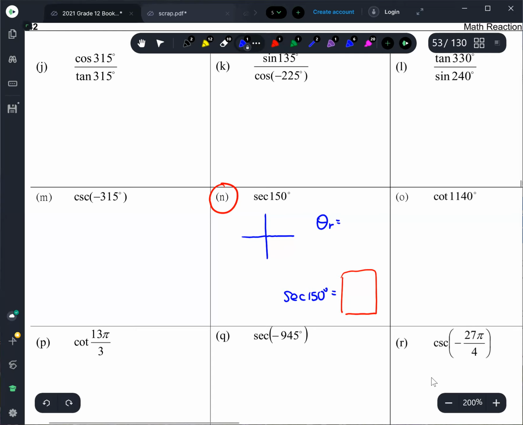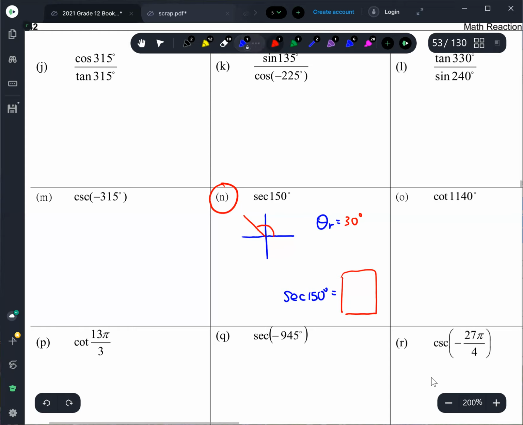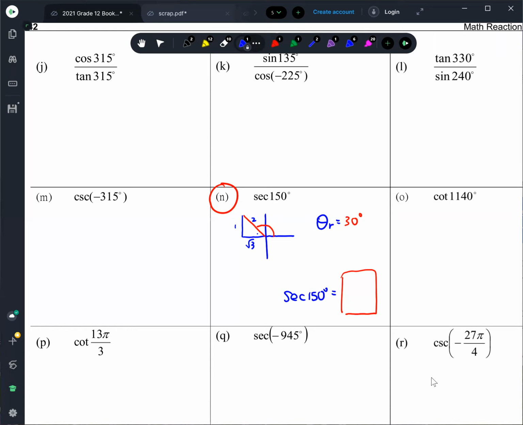The first 2 steps are the same, right? 150 degree, so it's still in the second quadrant. Reference angle is still the same, 30 degree. If the reference angle is the same, then your sides are in the same place, right? If you have the answer, please raise your hand.